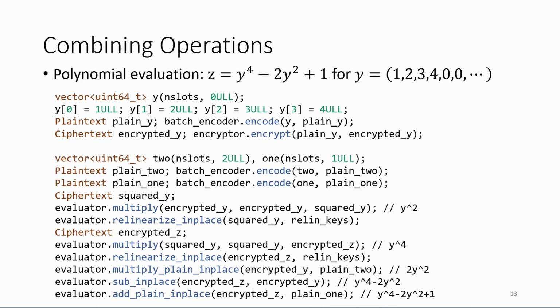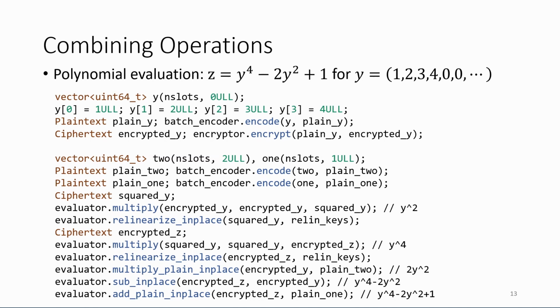Let's start with computation. First, you have y squared. You call multiply on it with itself, so multiply y and y becomes y squared. Linearization is required because you want to reduce it from 3 polynomials to 2 polynomials. Then I want to multiply y squared with y squared, so I get y to the 4th, and also reduce the polynomials to only 2.